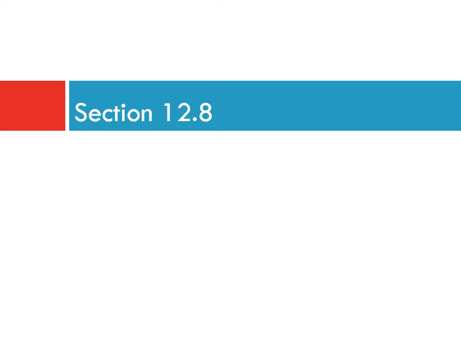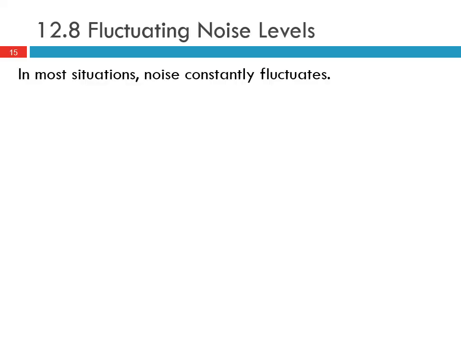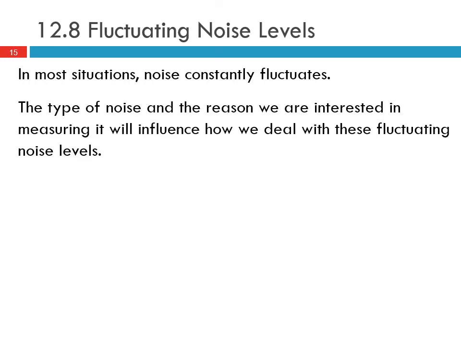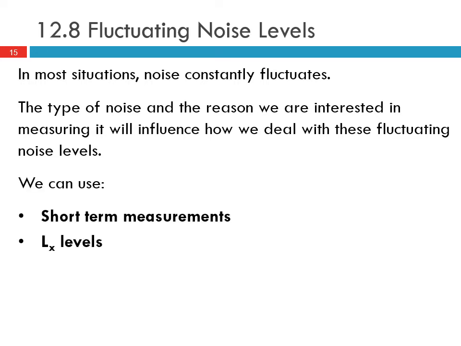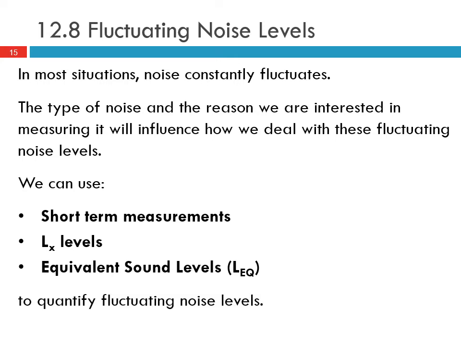Okay, so the last section that we want to cover is called fluctuating noise levels. So in most situations, noise is constantly fluctuating. It's not a constant level. It's typically varying continuously. So the type of noise and the reason that we're interested in measuring it will influence how we deal with these fluctuating noise levels. We can use short-term measurements, we can use LEQ levels, we can use equivalent sound levels. All of these can be used to quantify fluctuating noise levels.